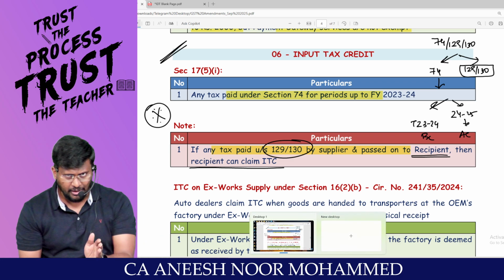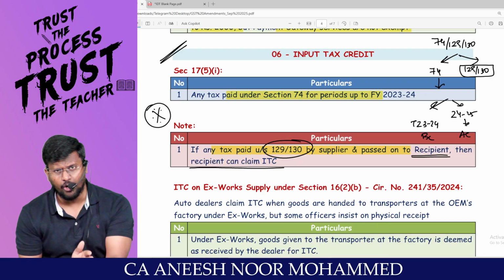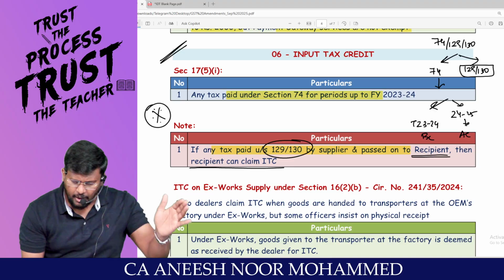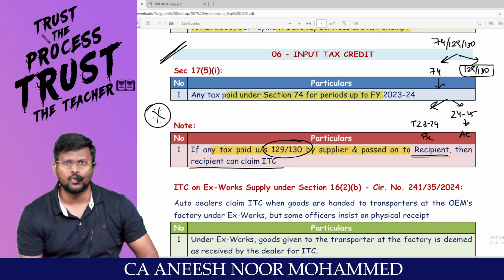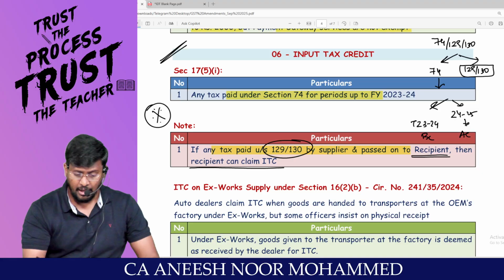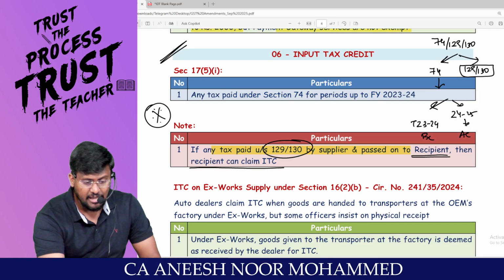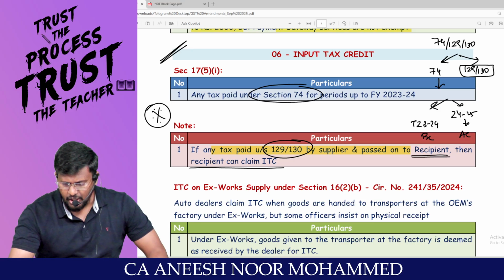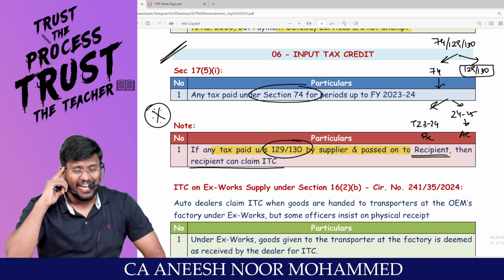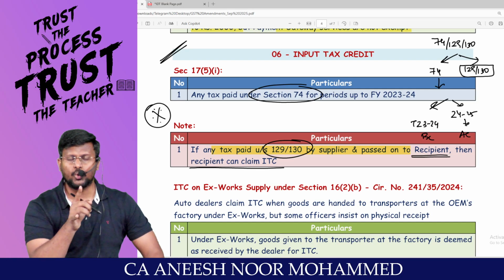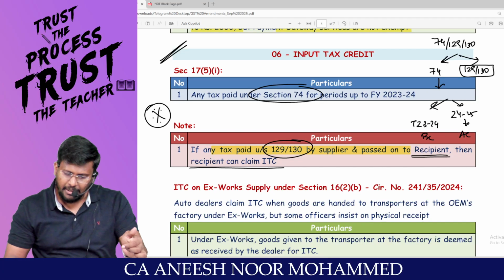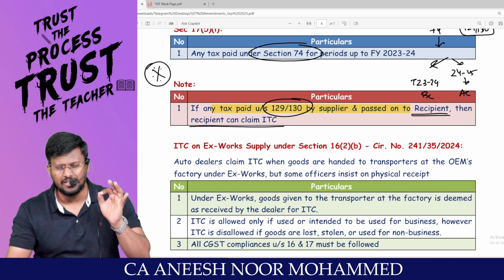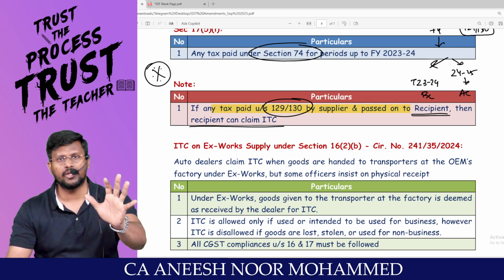For section 74, they said that up to 23-24 it is blocked credit. From 23-24 onwards, even for 74 also, you are entitled to take the ITC. I believe that from this area you may get a question from 74. Because our financial year is 24-25, they may say that the assessee, because of the fraud show cause notice, paid some amount that can be taken as ITC, because that restriction is applicable only till financial year 23-24.